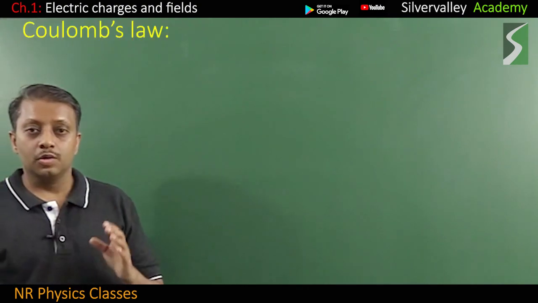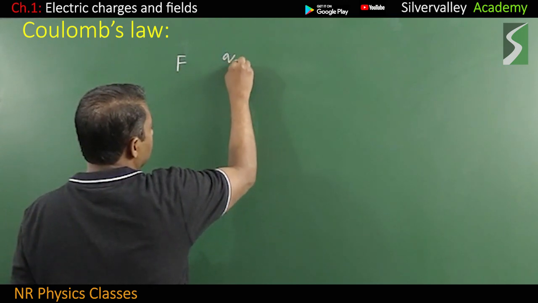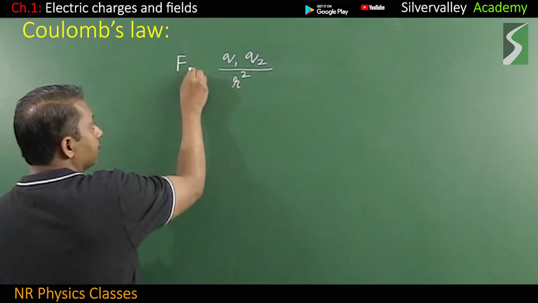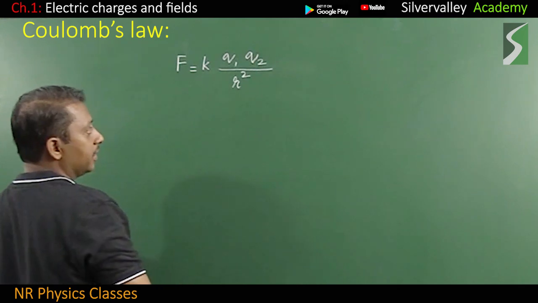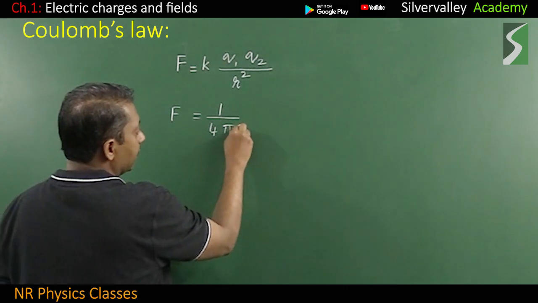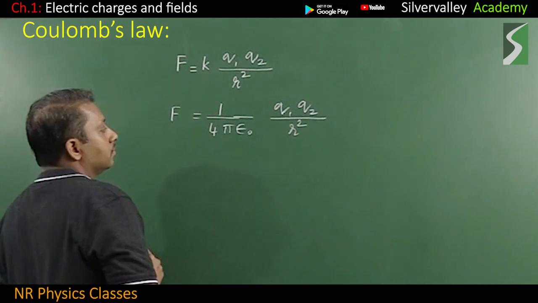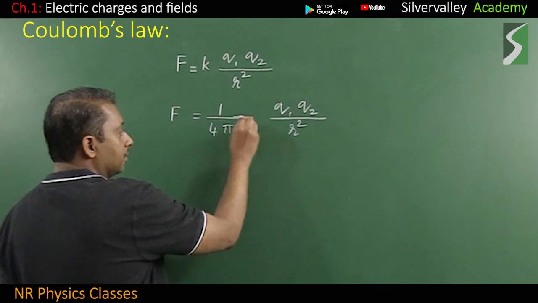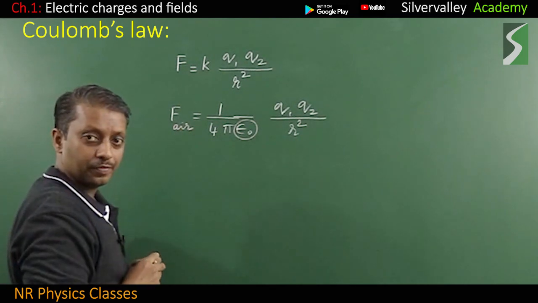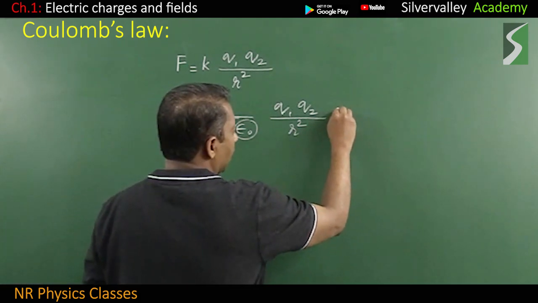Coulomb's law. The force of attraction or repulsion is directly proportional to the product of the charges and inversely proportional to the square of the distance between them. With constant of proportionality K, F equals 1 by 4 pi epsilon naught Q1 Q2 by R square. If only epsilon naught is there, then this is the force between charges when they are separated by air or vacuum. And if this is a vector quantity, then I have to write R cap.